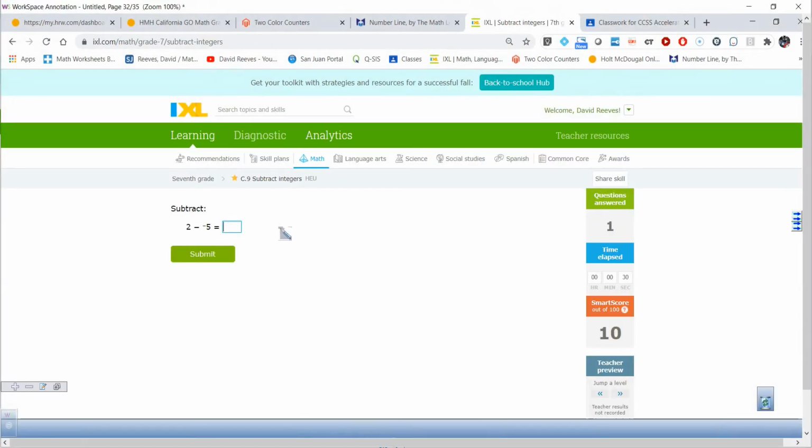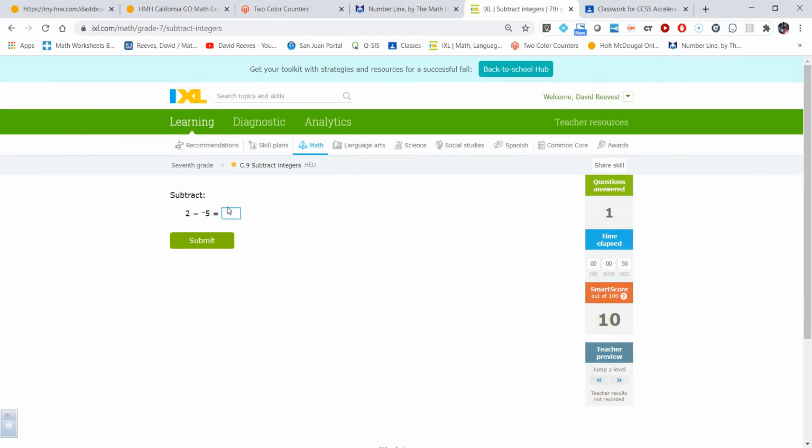2 minus a -5. 2 minus a -5. Again, subtracting a negative is going to be the same as adding the opposite or adding a positive. So what do I end up with? 2 plus 5 is 7. So the answer that we're looking for is 7.